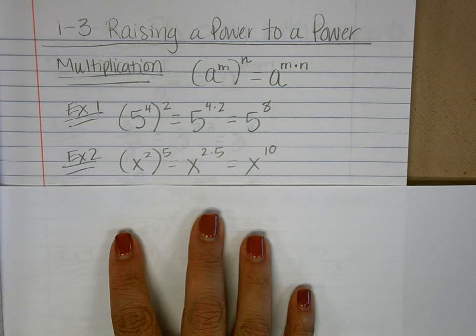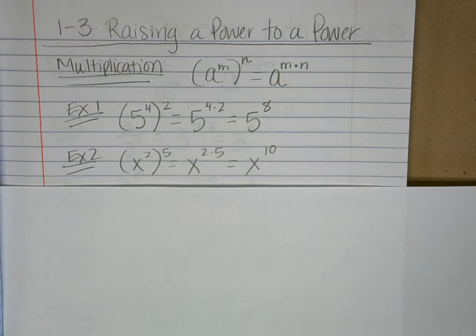Example 2, x squared to the 5th power. So that's x to the 2 times 5 equals x to the 10th.